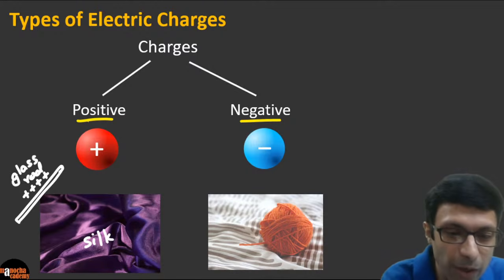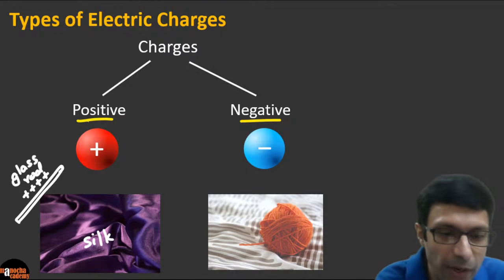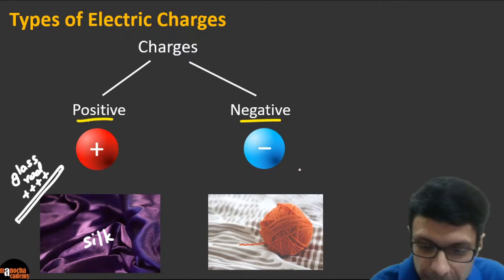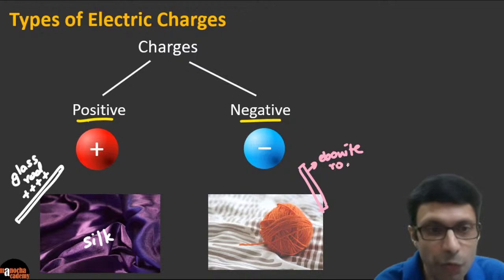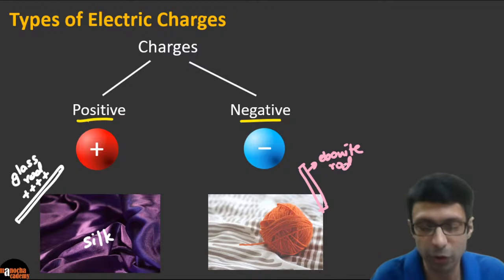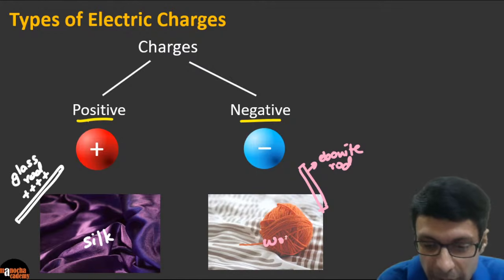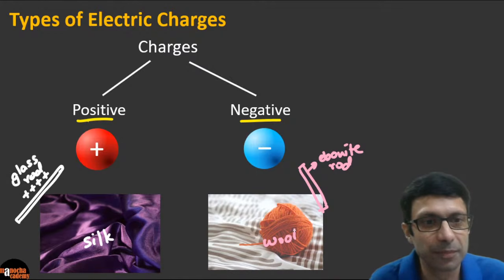And if you take an ebonite rod and you rub it on wool, what is going to be the charge on the ebonite rod?